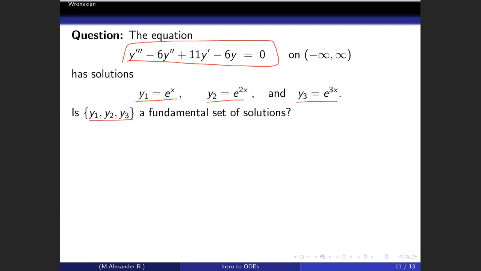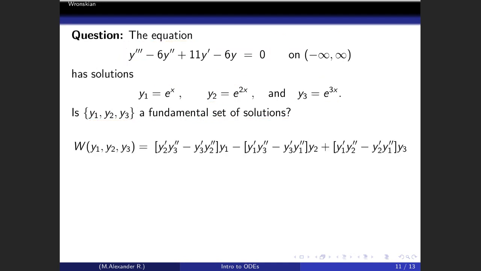Now we want to know, is this collection of three functions a fundamental set of solutions? What does it mean for the collection to be a fundamental set of solutions? First of all, each one of them has to be a solution to the differential equation. So I'm already telling you that they are solutions. You can check if you wanted to. The other thing that we need to check is that the collection y1, y2, y3 has to be linearly independent. How can we check linear independence for three functions? Well, we use the Wronskian.